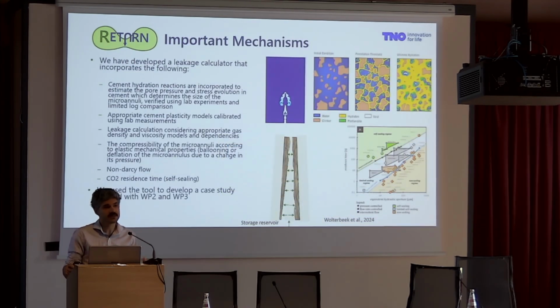What we're doing differently is that generally well leakage is addressed probabilistically. It's really easy to estimate the leak rate because if you just make up a cement sheath permeability and say, okay, my entire cement sheath has this permeability and this is my delta P, then sure, it's a very easy back of the envelope calculation. The problem is nobody knows what a cement sheath permeability is.